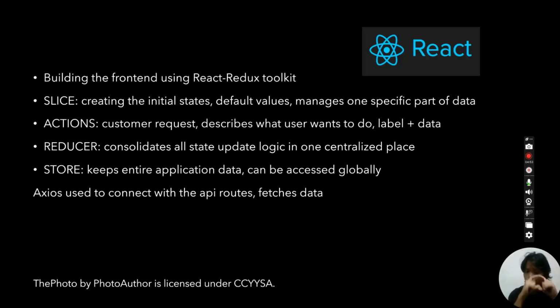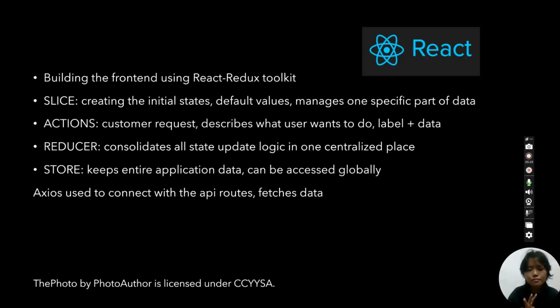Okay. So the store is the most important element, I guess, in the entire Redux toolkit. It has everything. It will have control over each and every single piece of data. What the store has is all of the reducers that are binding with slices and actions. That makes it possible for it to have all the application data and for it to be accessed globally. Then we have Axios, which is used to conduct the API routes within the front end. It fetches the data and everything.